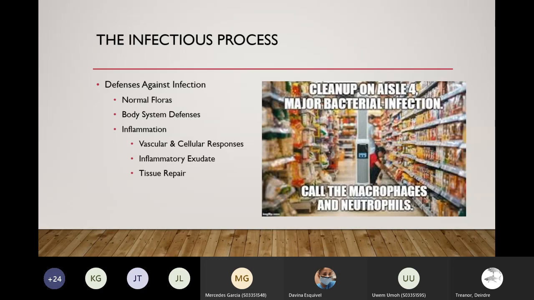When you have the rapid vascular and cellular response, you're going to have rapid vasodilation. So the blood vessels are going to open. That increases blood flow, which is what causes the increased redness and warmth at the site of inflammation. You'll also notice your swelling there.